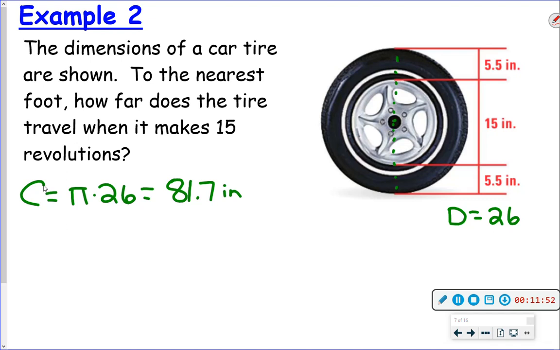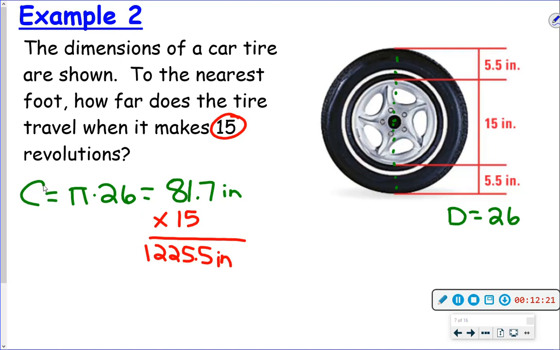To the nearest foot, it's interesting. How far does it travel for 15? So one time around is 81.7. How are you going to get 15 times around? Times 15. Okay, punch that in for me. Round to the tenth. And this is the never-ending problem, my friends.